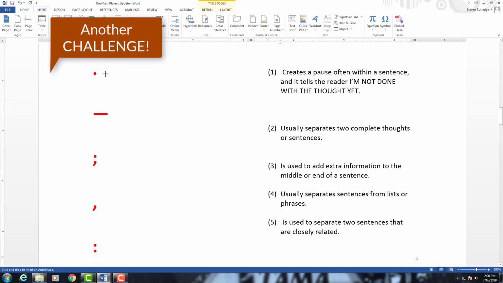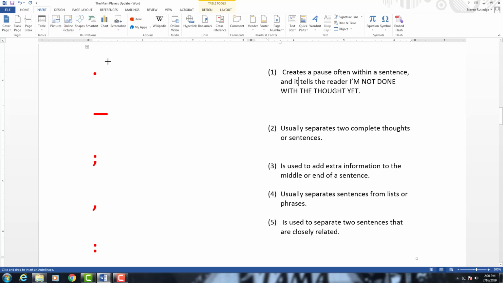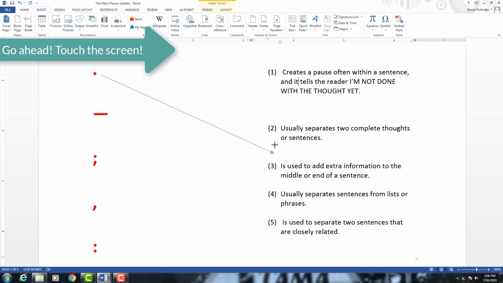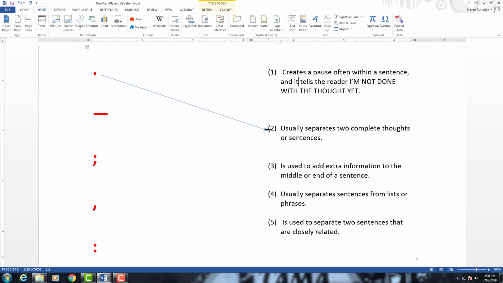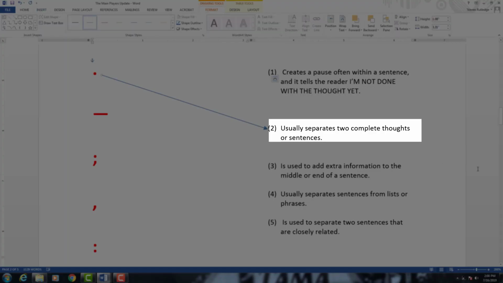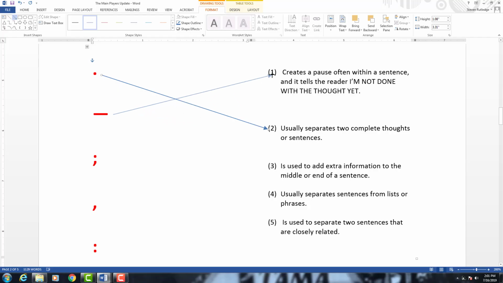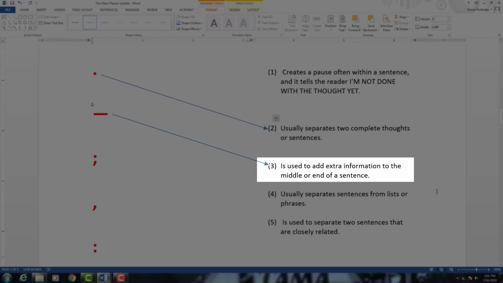Okay, here's an exercise I often give my students. Here again are the 5 main players. A period, a dash, semicolon, a comma, and a colon. Can you put your finger on the group of words that best describes what a period does? Go ahead, put your finger on the screen. Which group of words best describes what a period does? That's right. A period usually separates 2 complete thoughts or sentences. Let's try the dash. Which group of words best describes what a dash does? Yes, a dash is used to add extra information to the middle or end of a sentence.